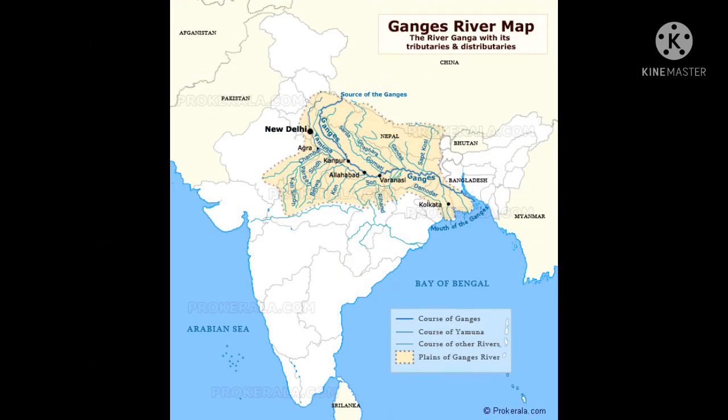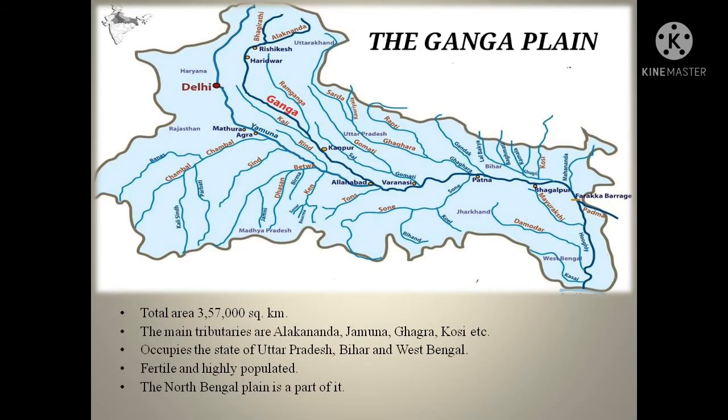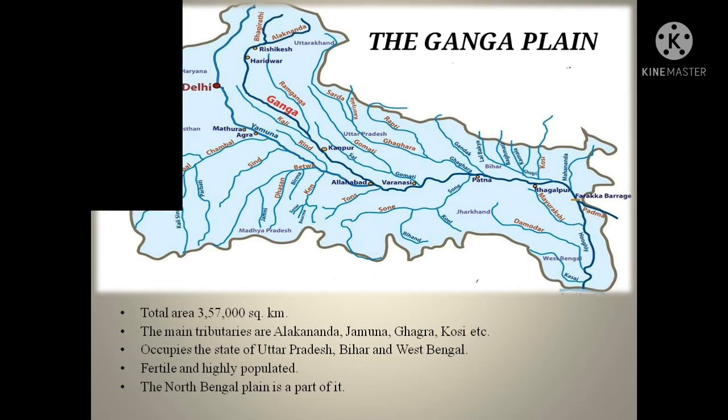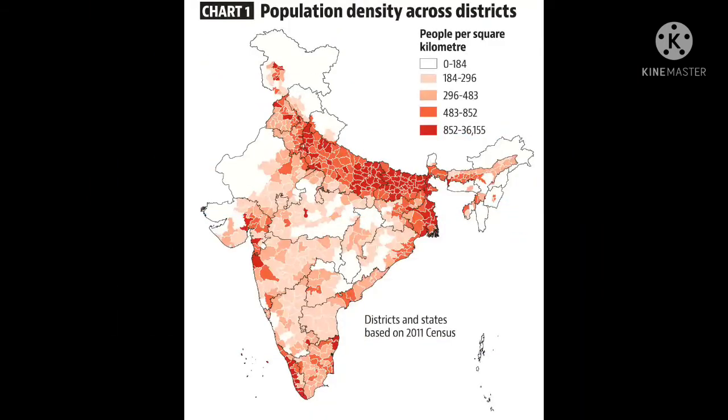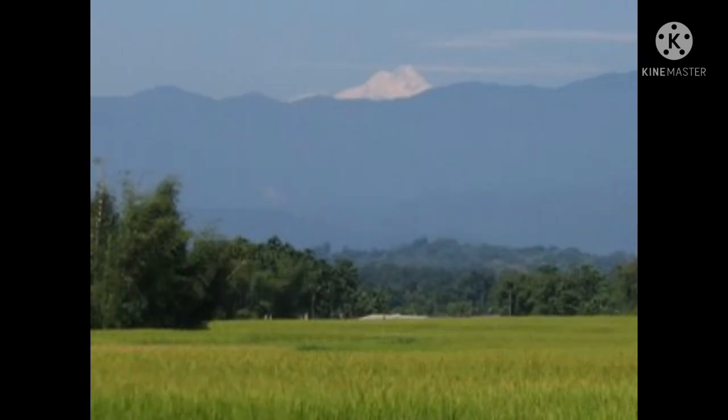Now let's come to the Ganga plain. It is the map of the Ganga river and its tributaries. It covers an area of 3,57,000 square kilometer, and the major tributaries which have formed the Ganga plain are Ghagra, Jamuna, Alakananda, Koshi, Son, etc. and many more others. It is a fertile plain and it is highly populated, and this plain is very good for agriculture. We all know that the state of Uttar Pradesh has the maximum population in India, which lies in this plain. This is a picture of the Ganga plain.